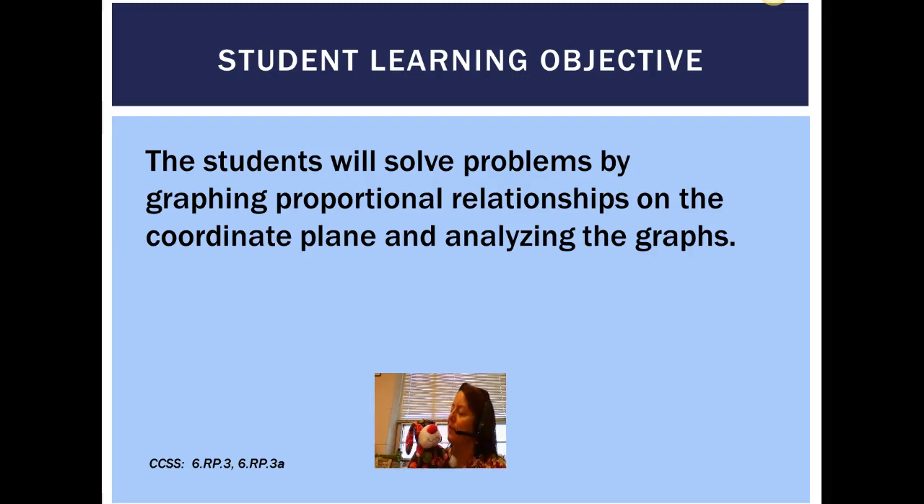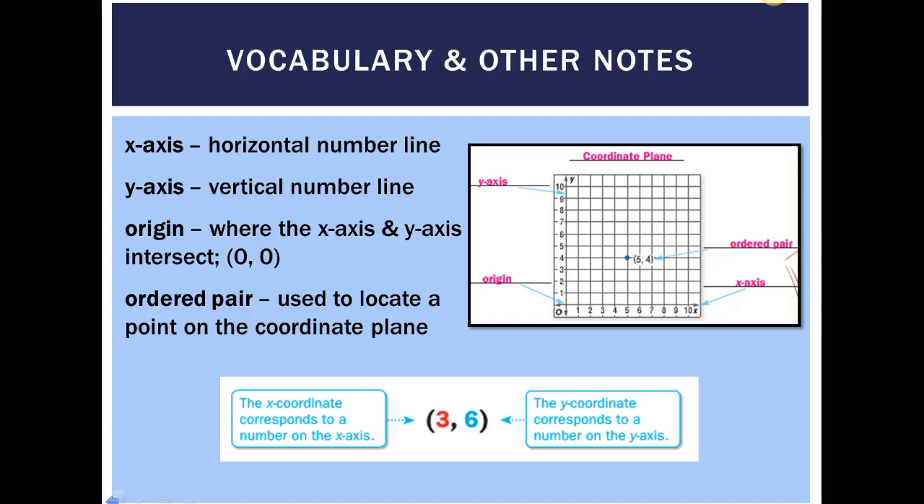Whew, boy, that sure sounds like a mouthful, doesn't it? Well, let's take a look. It's really not as hard as it sounds. We're going to graph the ratio tables on the coordinate plane. You're probably already quite familiar with the coordinate plane.